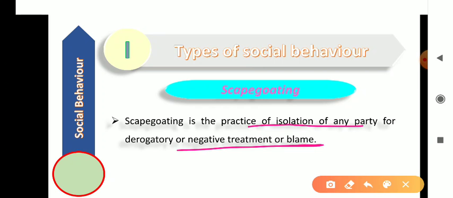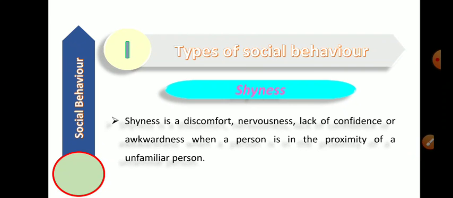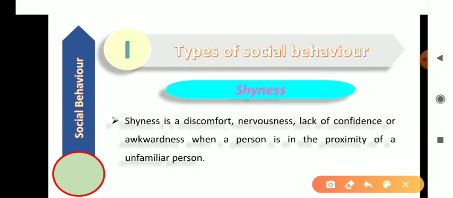Then next behavior is shyness. Shyness is discomfort, nervousness, lack of confidence, or awkwardness when a person is in proximity of an unfamiliar person. Proximity can be especially in a situation where one has to deal with other people. If the person has to deal with an unfamiliar person, the person will become uncomfortable, nervous, lacking confidence where the person is going or where the person has to interact.